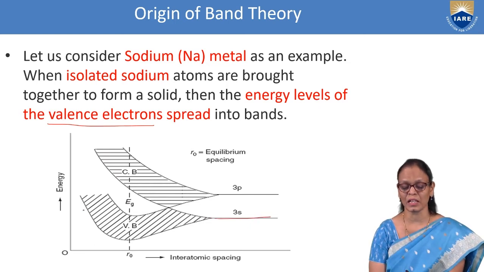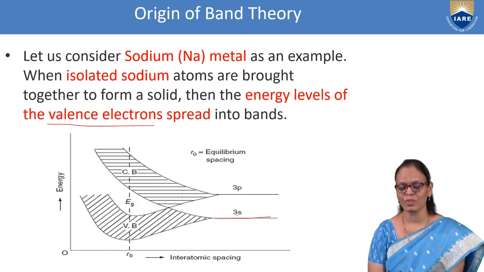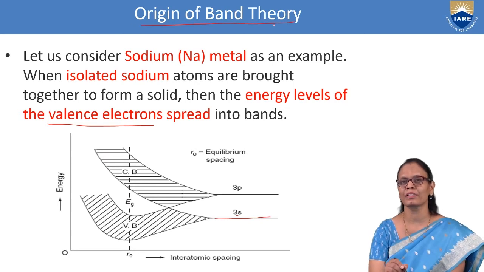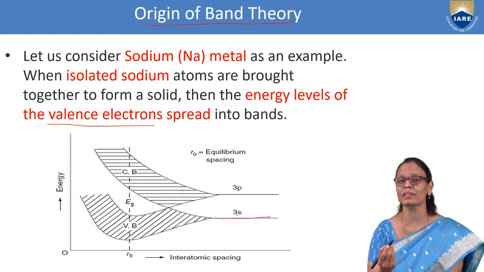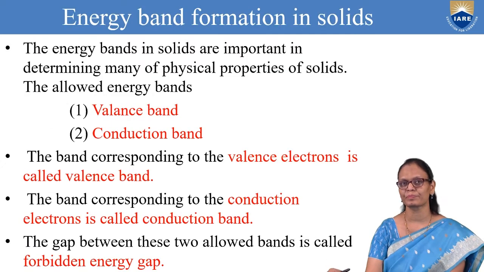But when you see in a crystalline solid, there will be n number of atoms. So all the valence electrons, if you have to show in this particular level, you will represent it by a band. So what we are basically talking about is how the band theory is originating or how the bands are formed. That is what we are understanding.